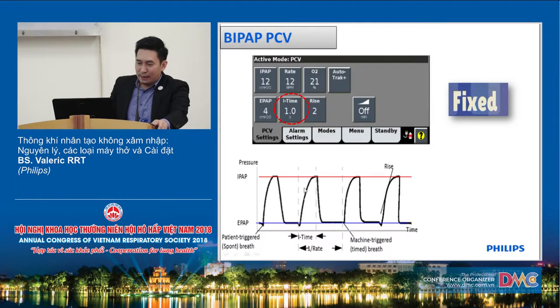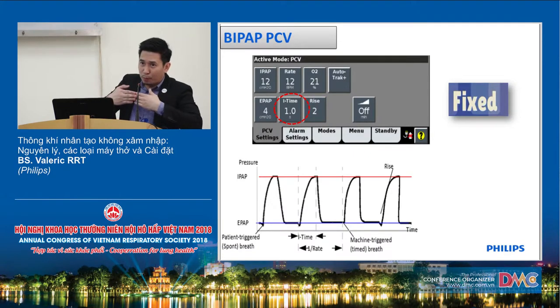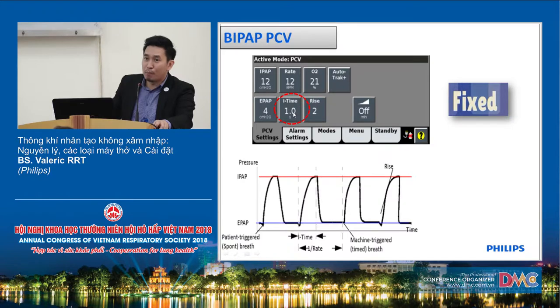So if you have the I time of 1.0 here, so this one is the patient trigger. The patient triggers a breath, the ventilator delivers, and then you have an I time of 1.0. It will last to 1.0. If the patient wants to exhale, or wants to prolong the inspiratory time, he cannot do that because you have a fixed I time of 1.0 based on your settings. So if the patient triggered 1.0, machine triggered 1.0, it will last to the 1.0 setting. So this one is fixed.